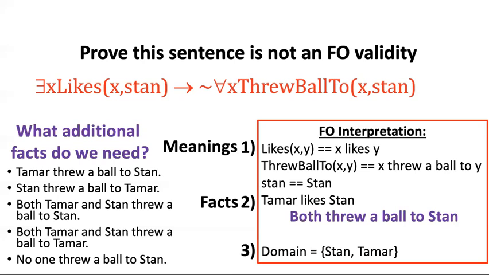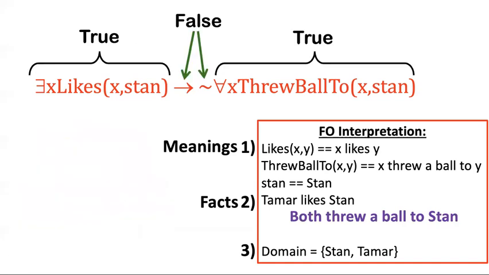Now, why is that? This is somewhat tricky, so I'm going to move some of the other information off the screen. Let's talk exactly why this interpretation makes this sentence false. The main connective is this arrow, so I need to make this arrow false. The only way to make an arrow false is to make the antecedent true and the consequent false. Now, I made tomorrow like Stan, so my antecedent is true. The consequent is this negation right here. I need to make that false. That's the wide scope connective in my consequent.